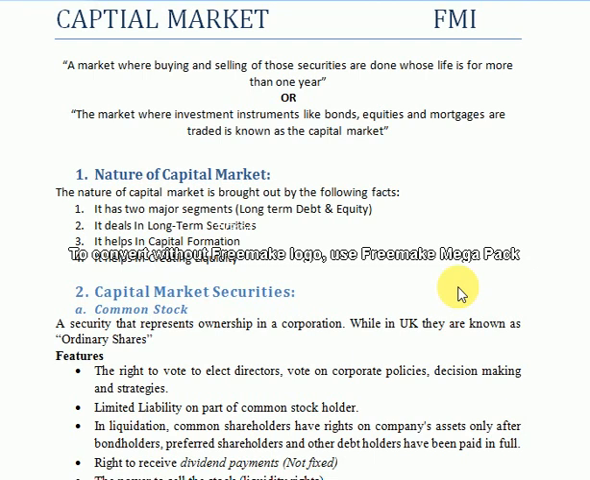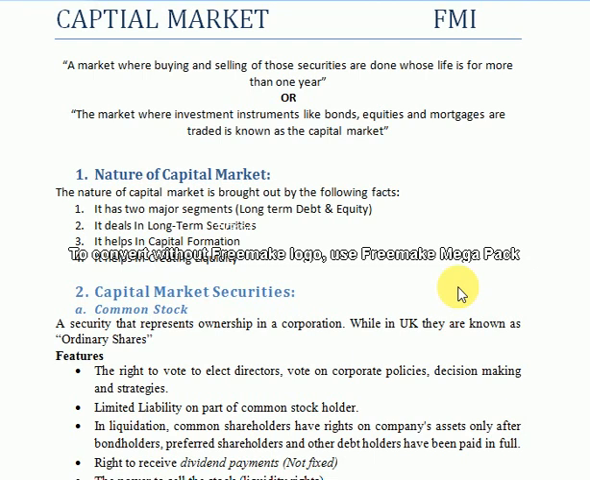So these were the nature of the capital markets, and I hope that you understand the concepts of the capital markets: what the capital market is, which types of securities are traded, and the funds generated through capital market securities. Those funds are used by businesses or institutions in capital budgeting projects, like purchasing machinery, research and development, and other long-term projects of the business.